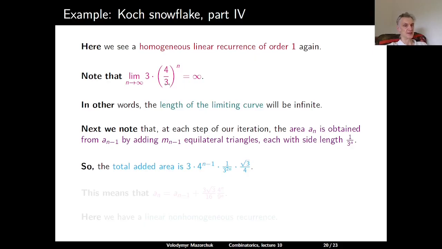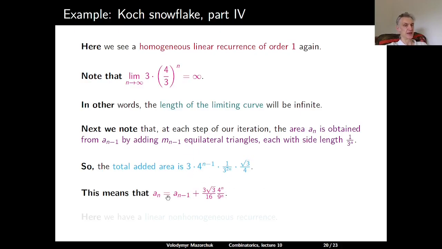So the total added area is 3 times 4 to the power n minus 1, that's 4^(n-1), times the square root of 3 divided by 4, that's the area of the equilateral triangles with side length 1, but we have side lengths 1 divided by 3 to the power n, so we have to multiply with the square of this number, 1 divided by 3 to the power 2n. So that's the total area which we add at each step.